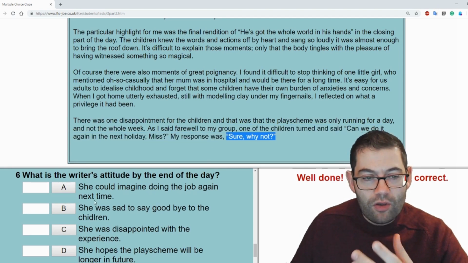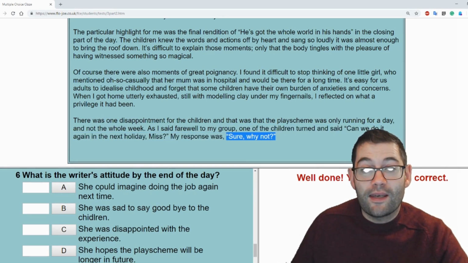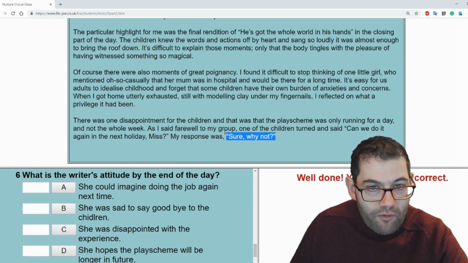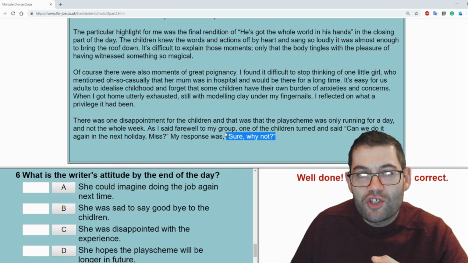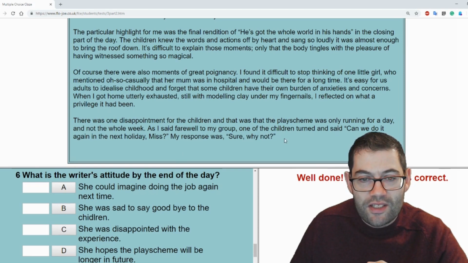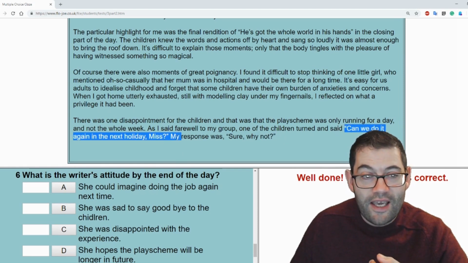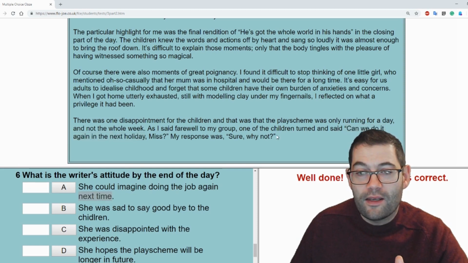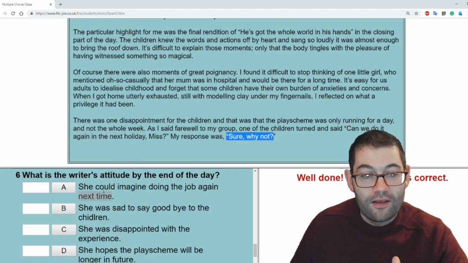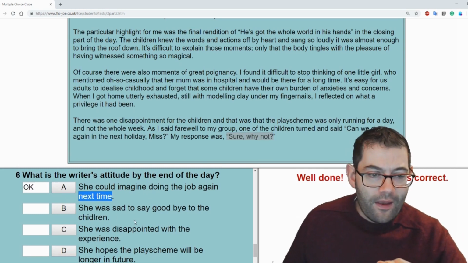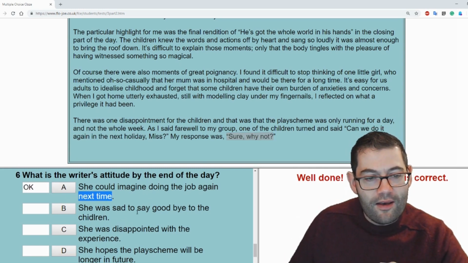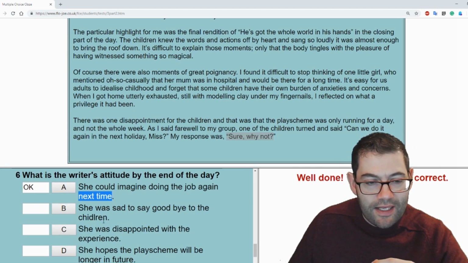So, could she imagine doing the job again next time? The vocabulary links seem to suggest that she can, because the child says, can we do it again next holiday? So this is next time. And then the response was, sure, why not? So she could imagine doing it, which is why, of course, the answer is A. But let's have a look at B. Let's have a look through the rest of the answers as well.